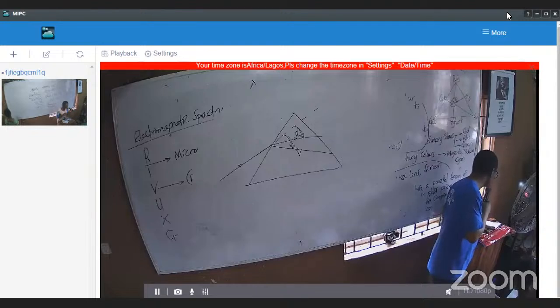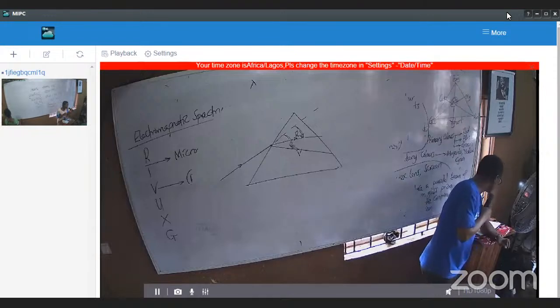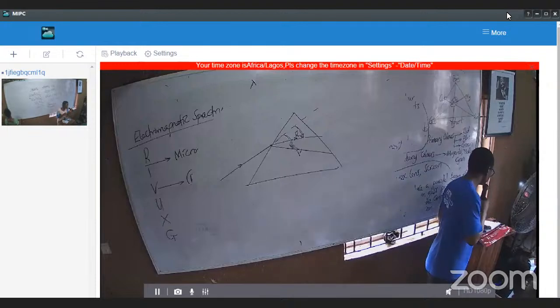Which of the following is not a part of the electromagnetic spectrum? Option A, X-ray. Option B, microwaves. Option C, infrared radiation. Option D, alpha rays. Class, what's the answer? Alpha rays.